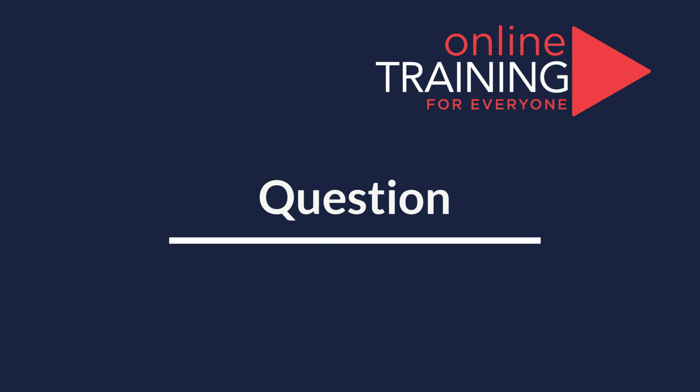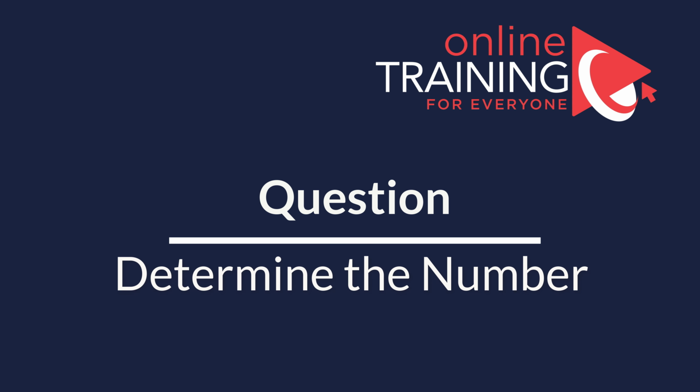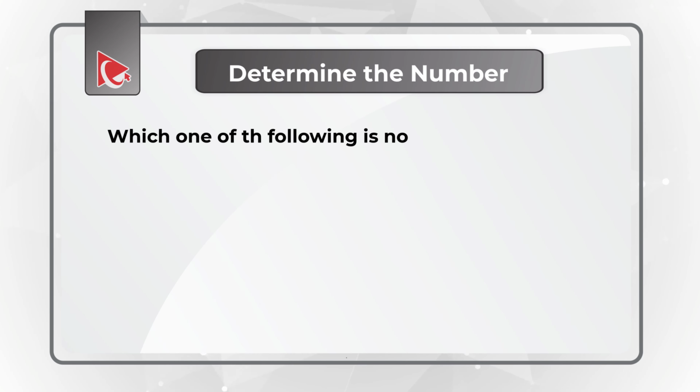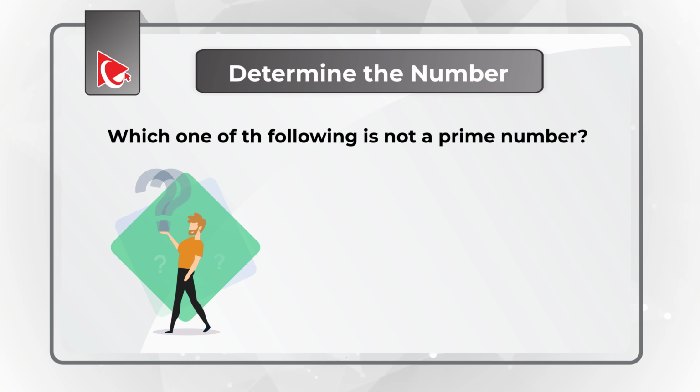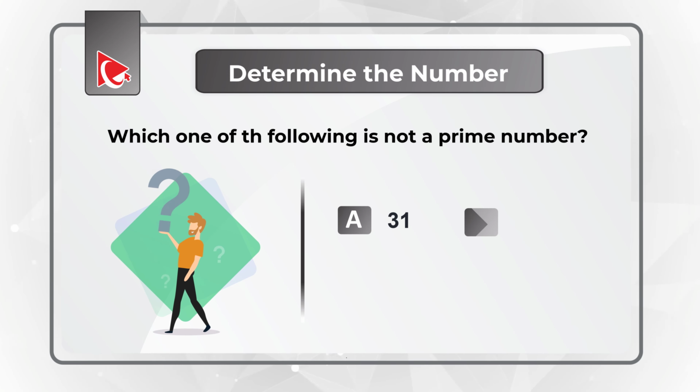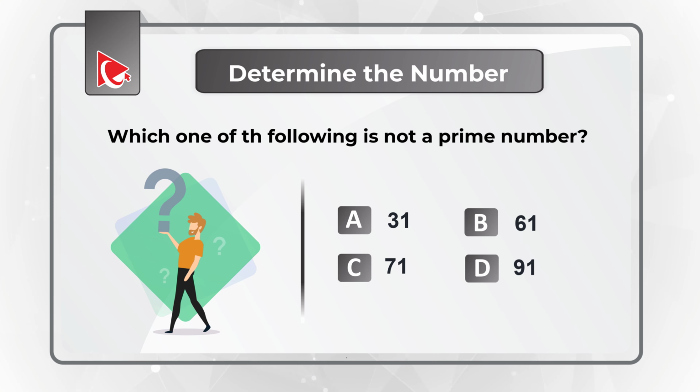Here's an interesting question where you're presented with the set of numbers and you need to determine which number is not a prime number. You have 4 different choices. Choice A, 31. Choice B, 61. Choice C, 71. And choice D, 91.